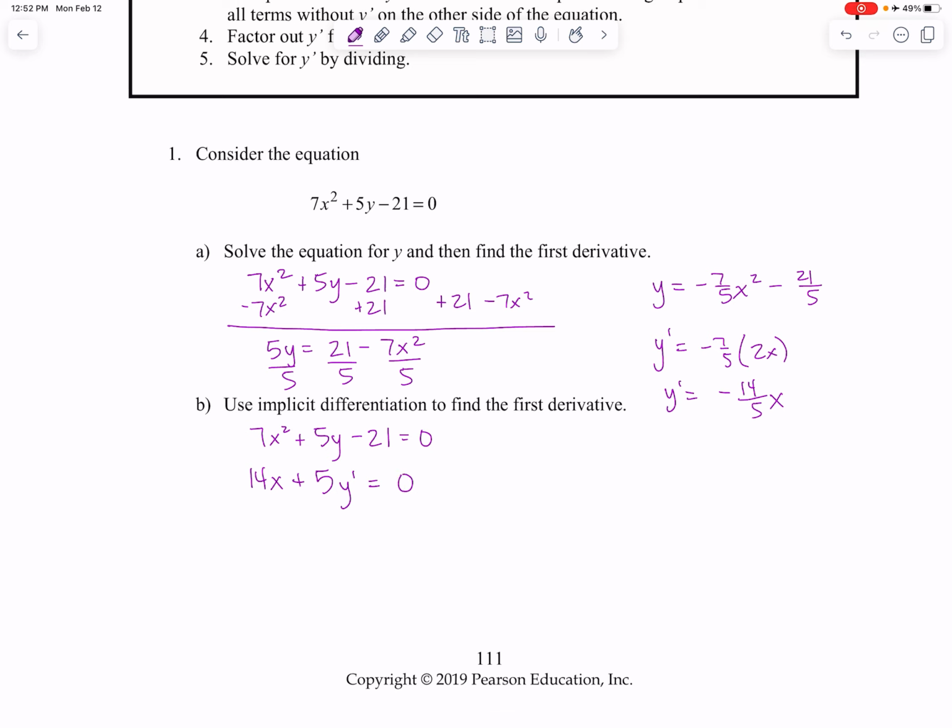Now we solve for y prime, so we'll move our 14x over. 5y prime equals negative 14x, divide by 5, and so y prime is negative 14 over 5 x. And that's a good thing because it matches. But this is showing you the two different ways that we can find the derivative. In some cases, we won't be able to solve for y easily, and so taking implicit differentiation will be the better way to go.